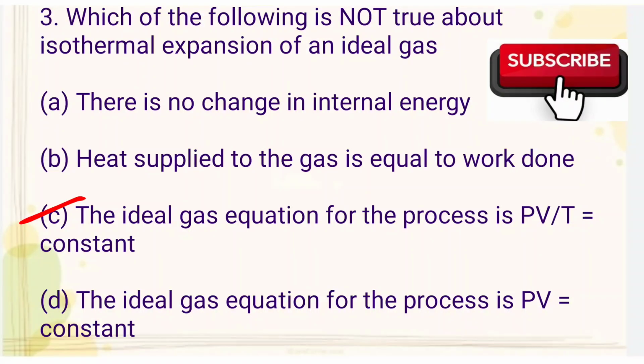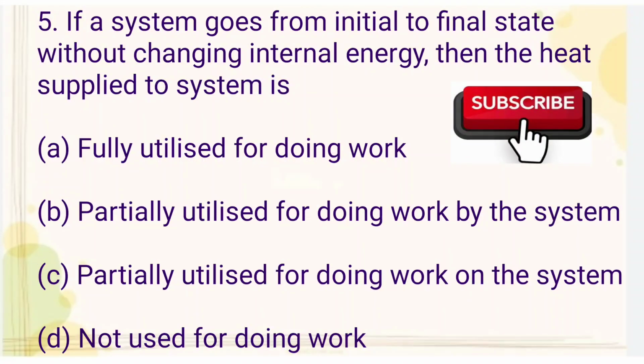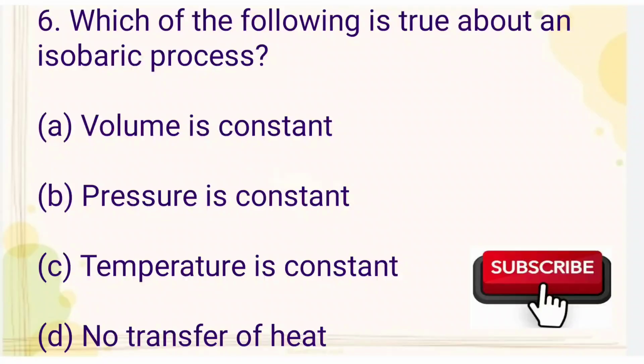Option C is the correct option. Which of the following phenomena is reversible? B option, that is charging of a battery. If a system goes from initial to final state without changing internal energy, then the heat supplied to system is option A, fully utilized for doing work.